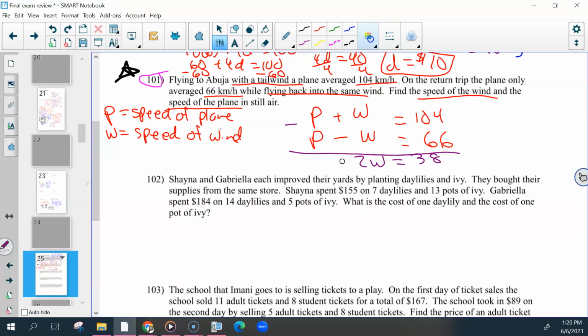Oh, that wasn't negative. That was my bad. W minus a negative W would be positive. Divide both sides by 2. So this would be 19, but our label would be kilometers per hour. And then you would put that back into one of the equations and solve for P.